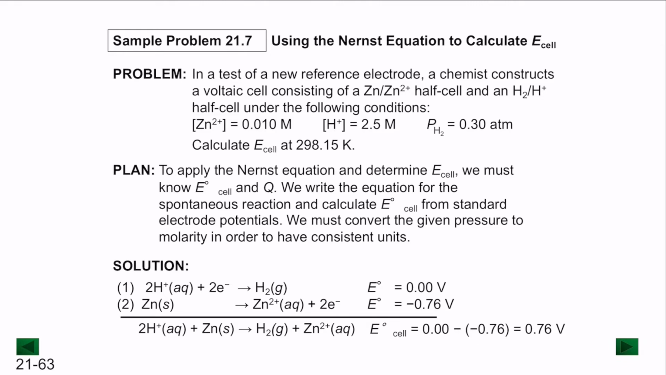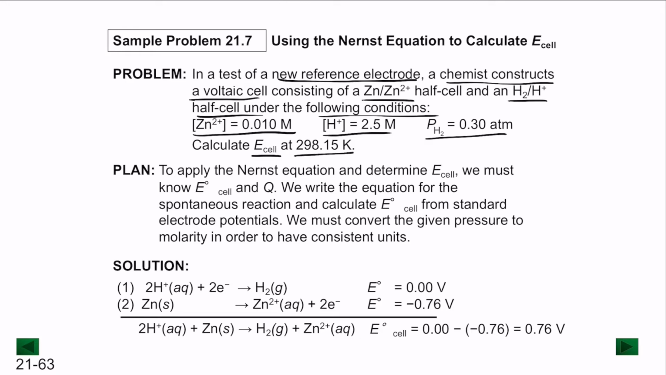So let's start a problem. In a test of a new reference electrode, a chemist constructs a voltaic cell consisting of a zinc half cell and a hydrogen half cell under the following conditions. The zinc concentration is 0.010 M, the H plus concentration is 2.5 M, and the partial pressure of hydrogen is 0.30 atmosphere. They're asking us to calculate E of the cell at 298.15 Kelvin.